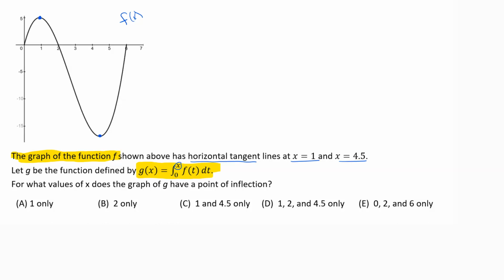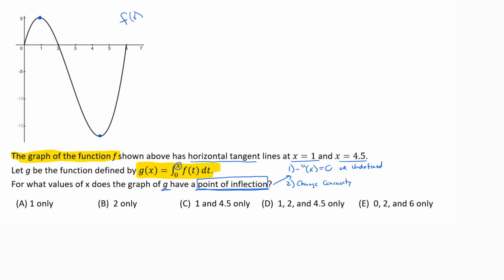Then they're asking us, for what x values does the graph of g have an inflection point? Well, if I'm going to find out if something has a point of inflection, I immediately have to know, first and foremost, where does the second derivative equal 0, or where is it undefined? Right? That's the first thing that I need. The second thing is that the graph needs to change concavity.